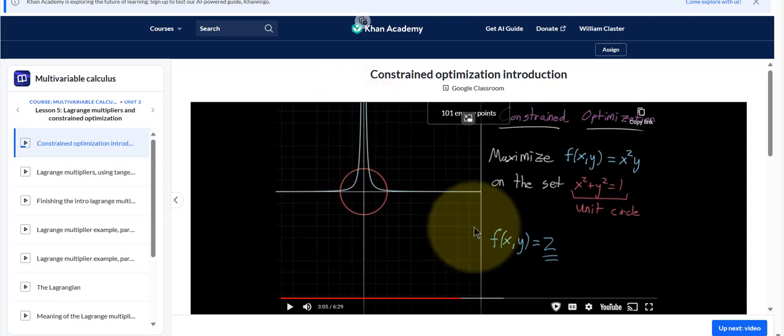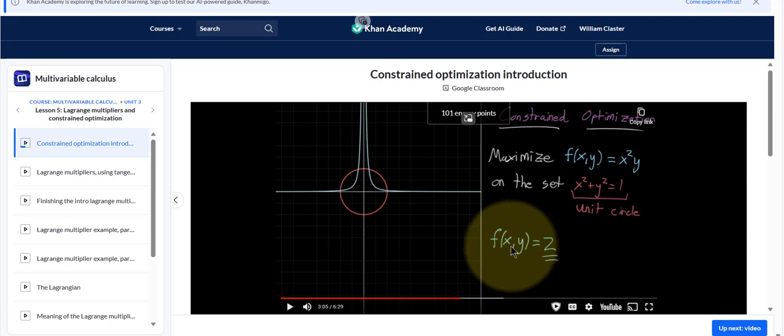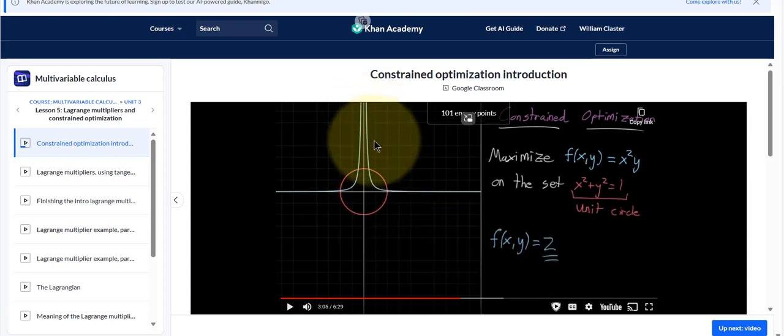So maybe we can do better than 2. If we look at f of xy equals 3, maybe it'll look kind of like this.